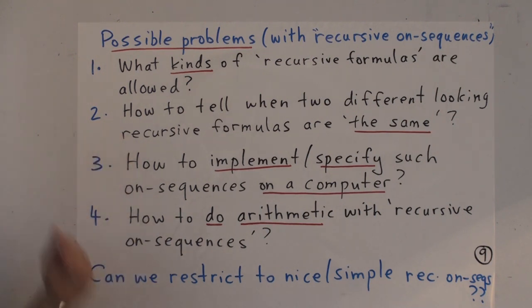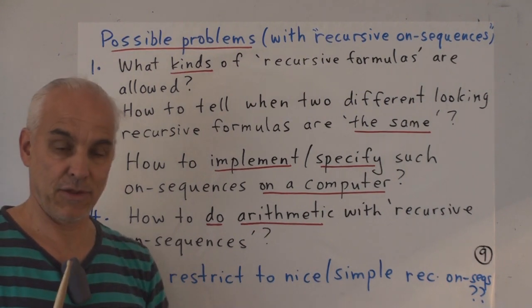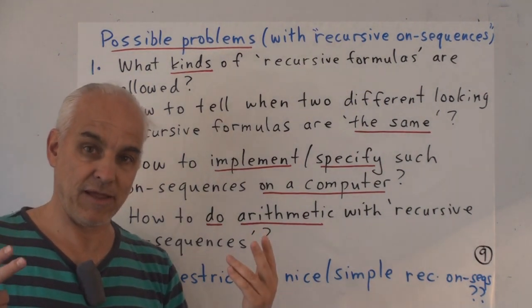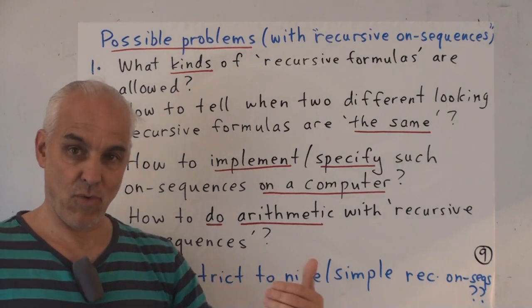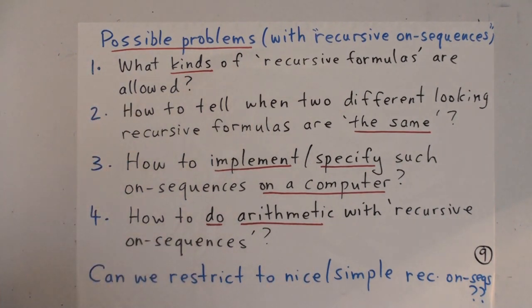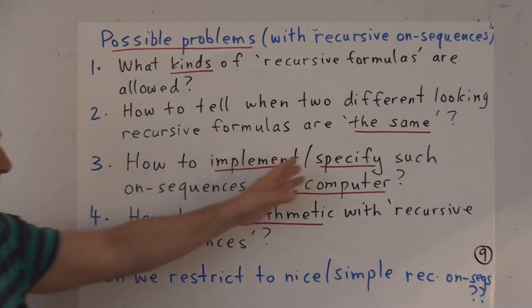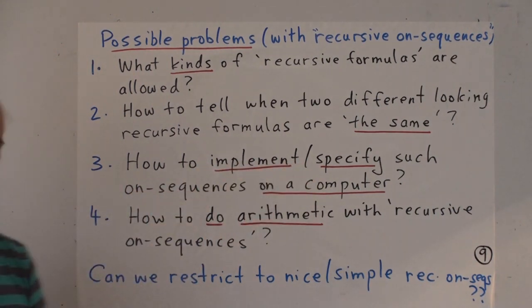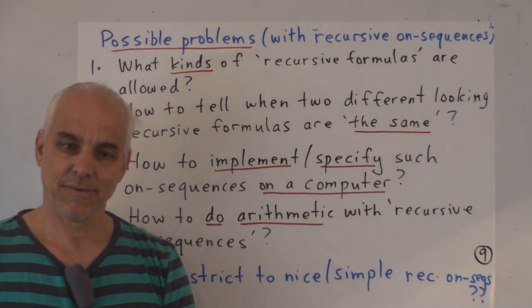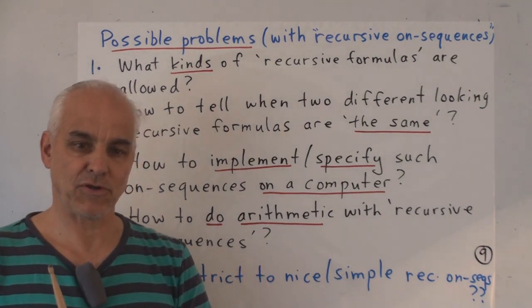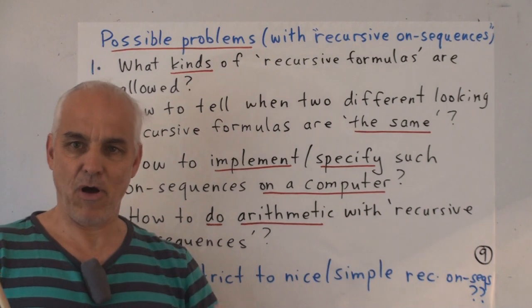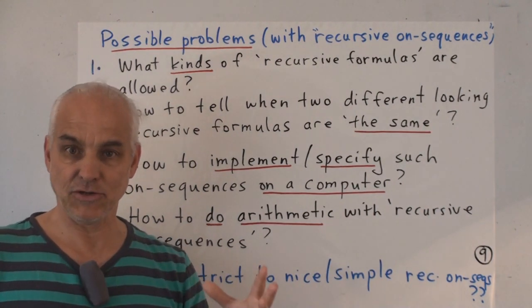How do we tell when two different looking recursive formulas are the same? In other words, they generate what we would like to think are the same sequences. Is there some systematic way of doing that? How do we implement or specify such sequences on a computer? Well, there's a very large range of possible recursive formulas. How are we going to fit them all in some nice little program that deals with these things?